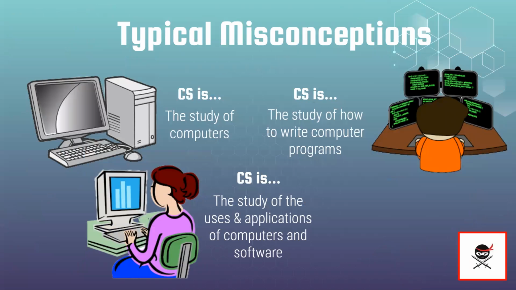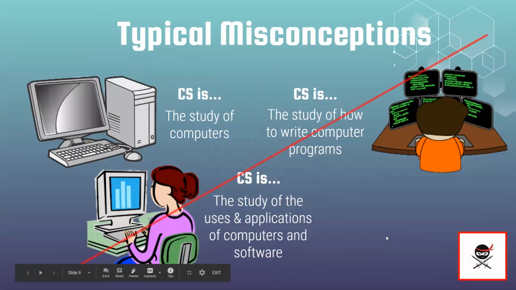It is important to note that there are many misconceptions about what computer science really is. Many people believe that computer science is a boring topic, and it is just the study of computers or just the study of how to write certain computer programs. Others think computer science is just the study of the uses and applications of computers and software. But this is so not true. Instead, computer science is actually a lot more interesting than what we think at first.